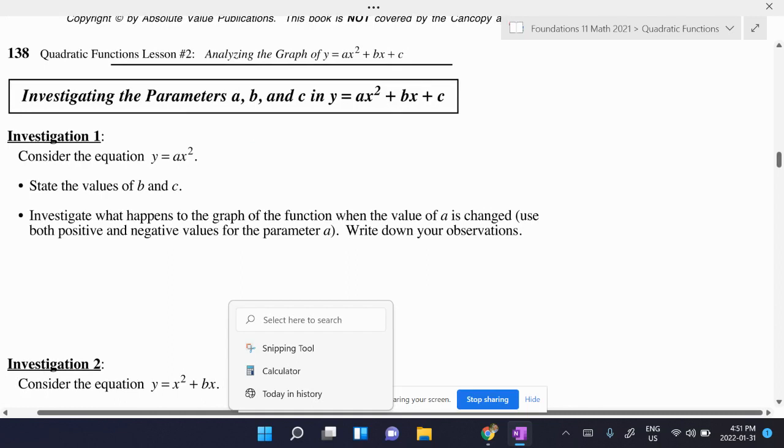If this is what we're looking at, y is equal to ax squared, and we put it into these terms, there's no b and there's no c here. So if I make b equal to 0, and c also equal to 0, then this is true. c is 0, b is 0.